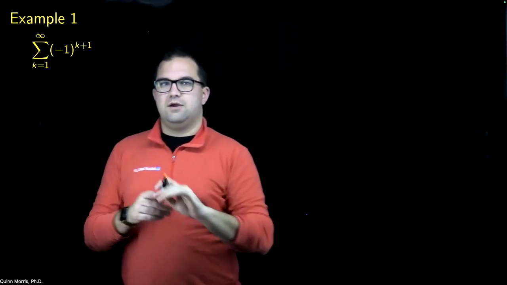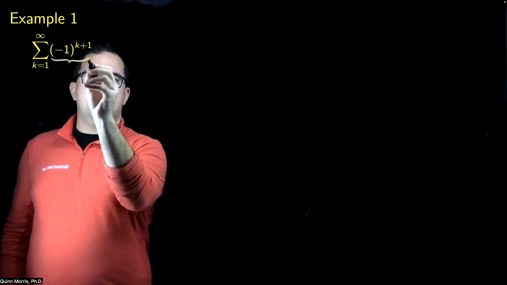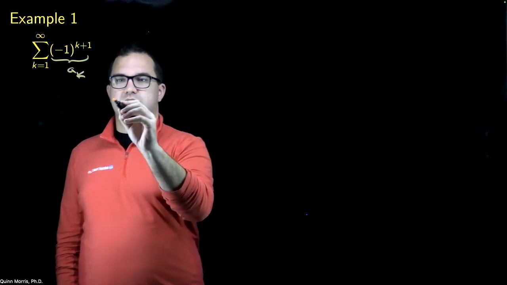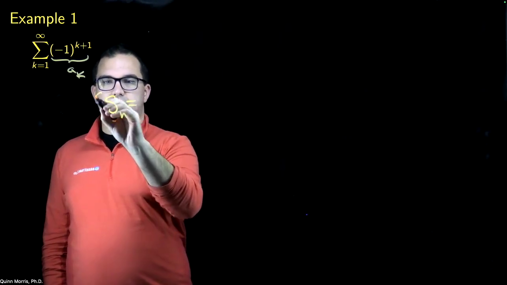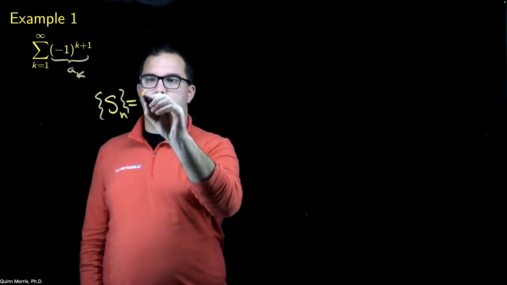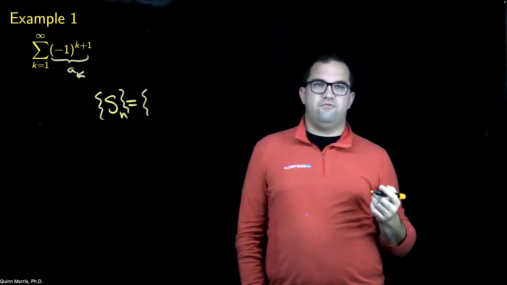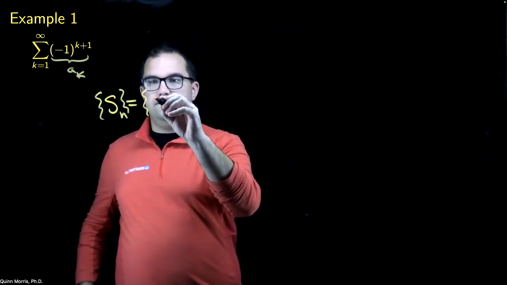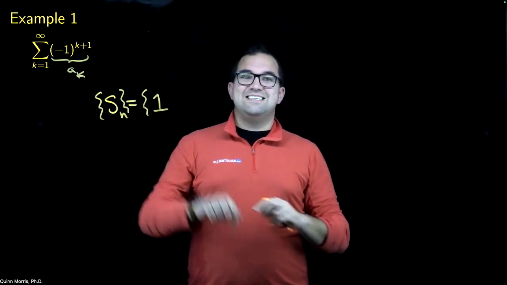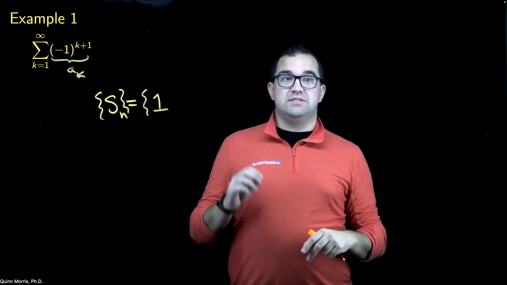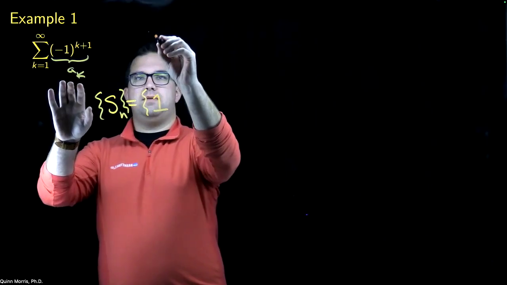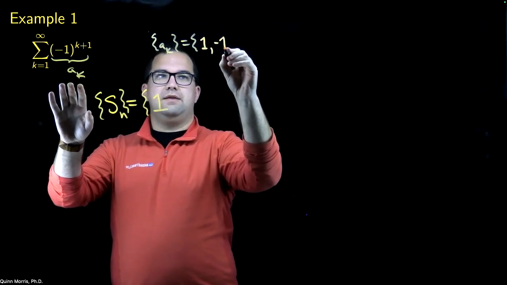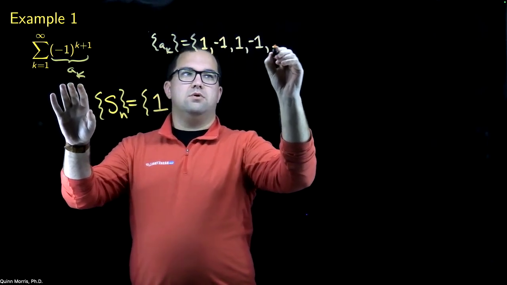So if I come back here, this is like my a sub k, these are the terms, and I want to think about what that sequence of partial sums is going to look like. What is the sum of the first term? Well, the first term, when k is equal to 1, is 1. What's the second term of the sequence of partial sums? Just to help us out, if we write out the a_k's, they're just going 1, -1, 1, -1, and so on and so on.